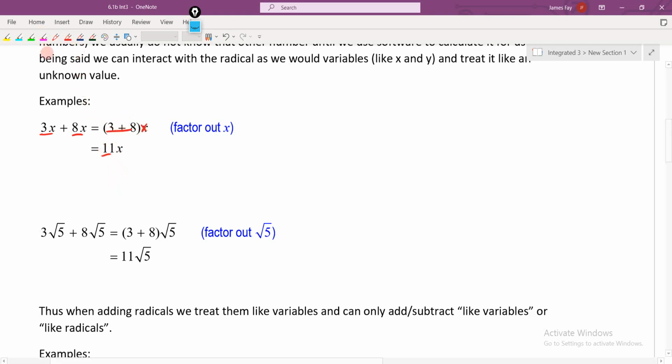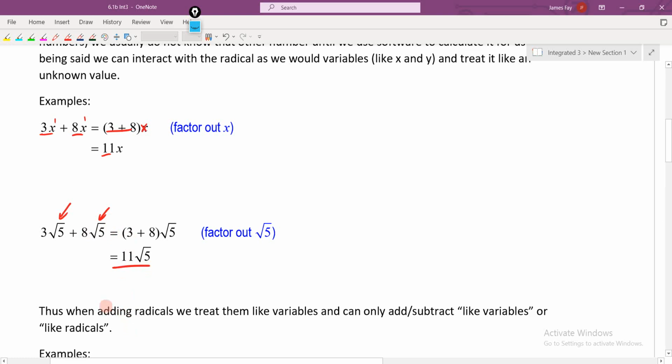We've learned that they're like variables, like terms. They both have an x to the first, so we just add the coefficients. But the logic of that is this distributive or factoring process that allows us to group the real numbers. So the same thing can happen here. We don't know what radical 5 is, so let's treat it like a variable. 3 radical 5 plus 8 radical 5 is like 3x plus 8x. Well, 3x plus 8x was 11x, so 3 radical 5 plus 8 radical 5 must be 11 radical 5.